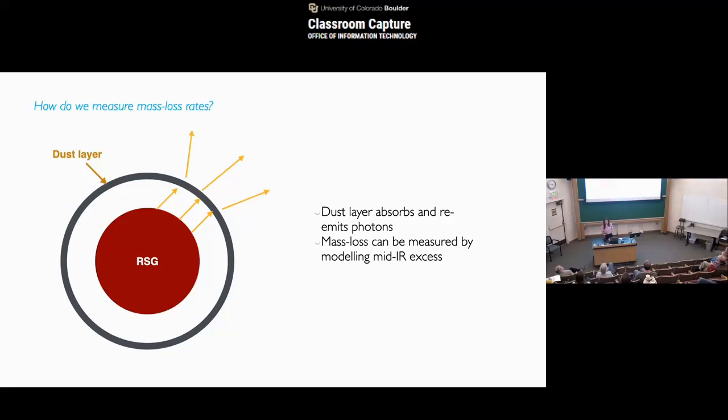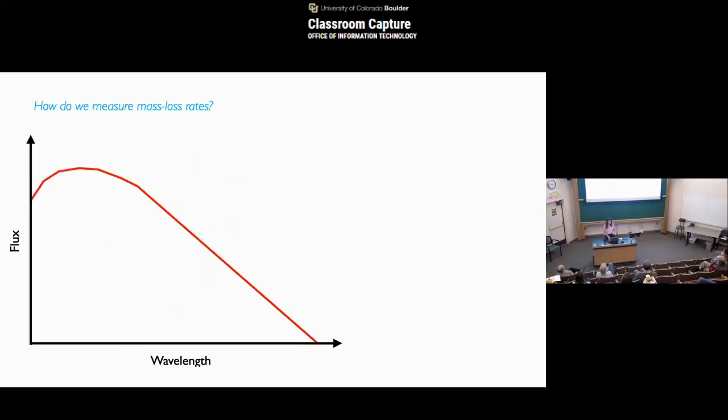So how do we measure mass loss rates? Red supergiants emit their light, and it gets absorbed by this dust layer and scattered out. And you can model the mass loss by modeling the mid-infrared excess of the star. So this is what it looks like in a little cartoon form. The light is absorbed in the optical from here, and then it's re-emitted in the mid-infrared. At around 10 microns, you'll see this really significant bump.